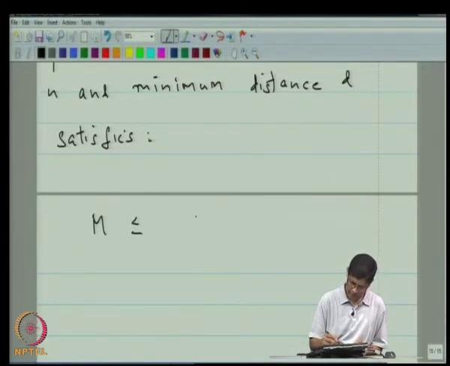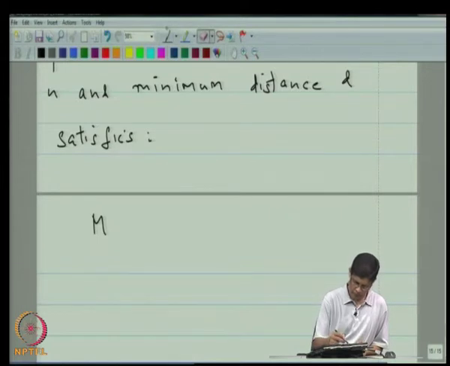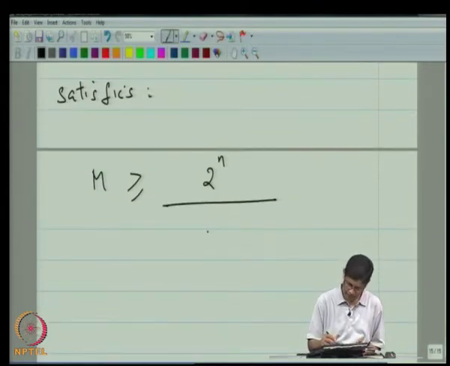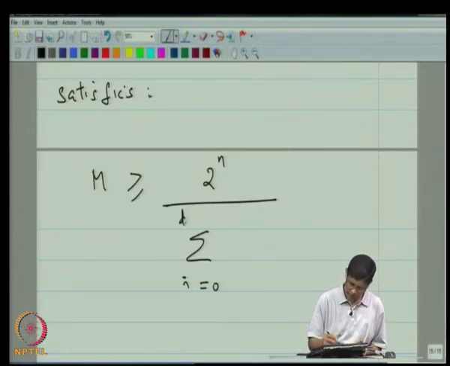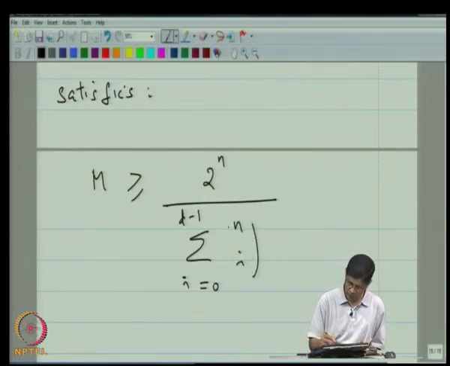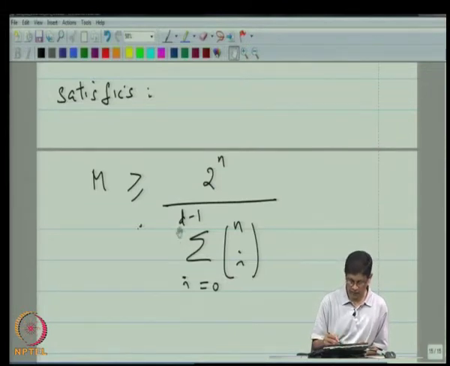the equation M is, sorry, I need a lower bound, so I need the inequality to go in the opposite direction. So, M is greater than or equal to 2 to the n divided by the sum i goes from 0, and at this point you must be thinking this looks just like the Hamming bound. Well, it does, but there are two differences. One is of course that it is a lower bound, not an upper bound, and secondly, whereas earlier in the case of the Hamming bound you would have a t here, 0 to t, you have 0 to d minus 1. So, those are the two differences.